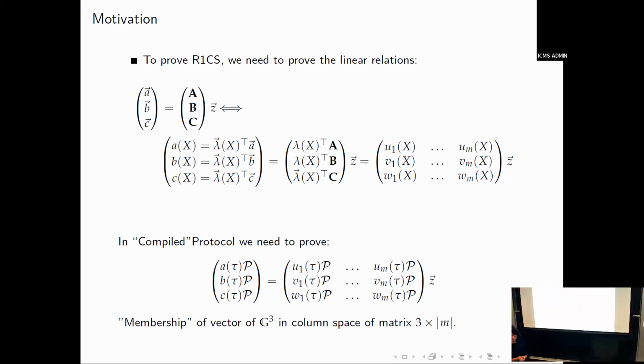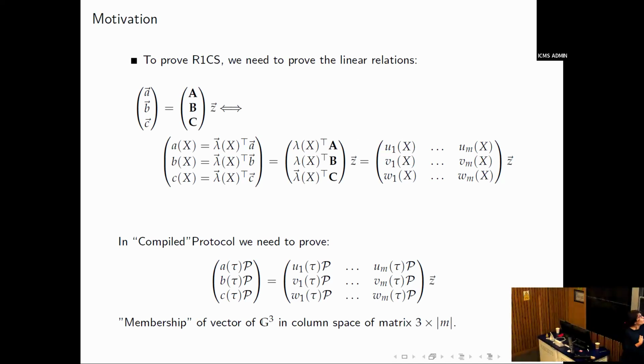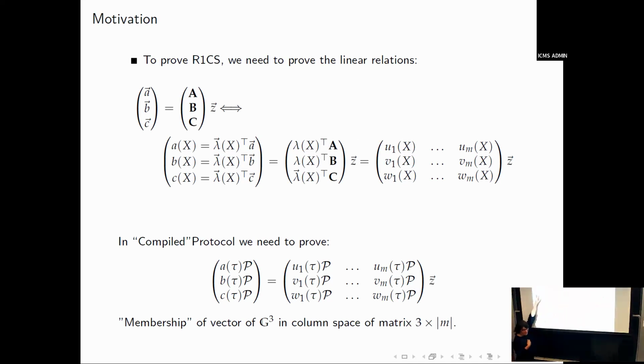What do we need to prove? We need to prove many linear relations. So specifically, what you want to prove when you're doing Groth16, when you want to do the R1CS, you want to prove all these linear relations, okay? You want to prove there exists a single value Z such that A, B, C is of this form, okay? First thing you do is, okay, this is an if and only if. Again, you've done nothing here. It's just mapping polynomials to vectors.